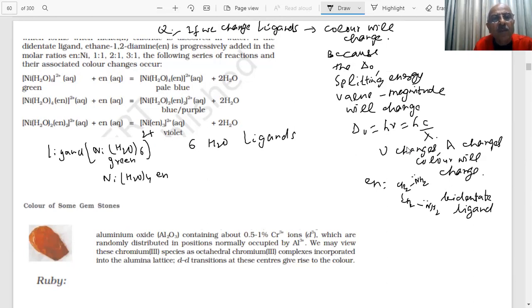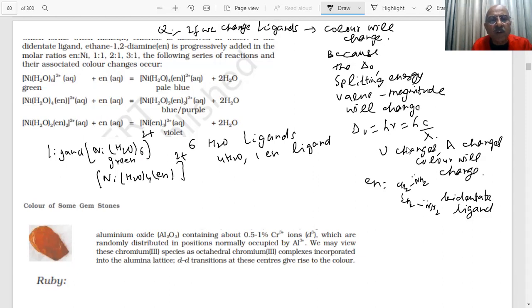NiH2O4 En. Why? Because En is a bidentate ligand. One ethylene diamine will displace two ligands. How many? Two displace. Now the complex has four H2O ligands and one En ligand. The splitting energy value, delta O, will change.